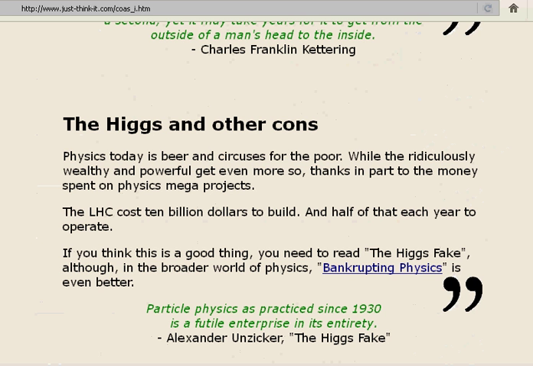Particle physics, as practiced since 1930, is a futile enterprise in its entirety. Alexander Unzicker, The Higgs Fake.